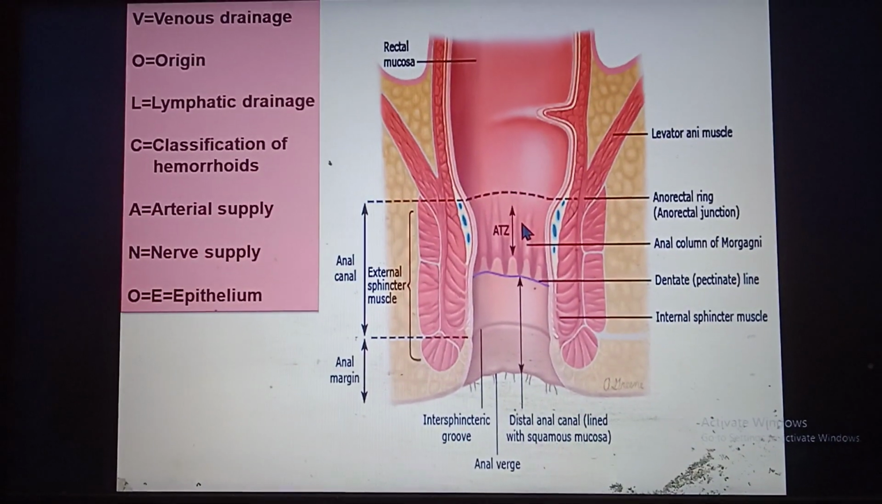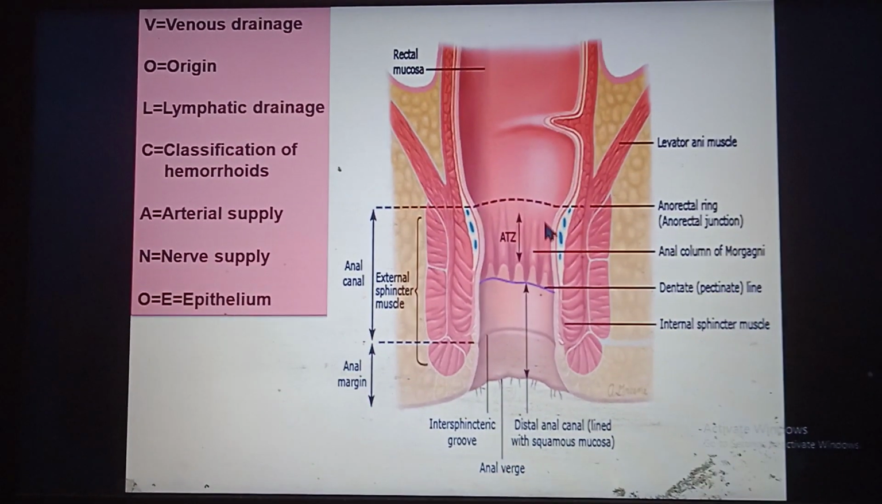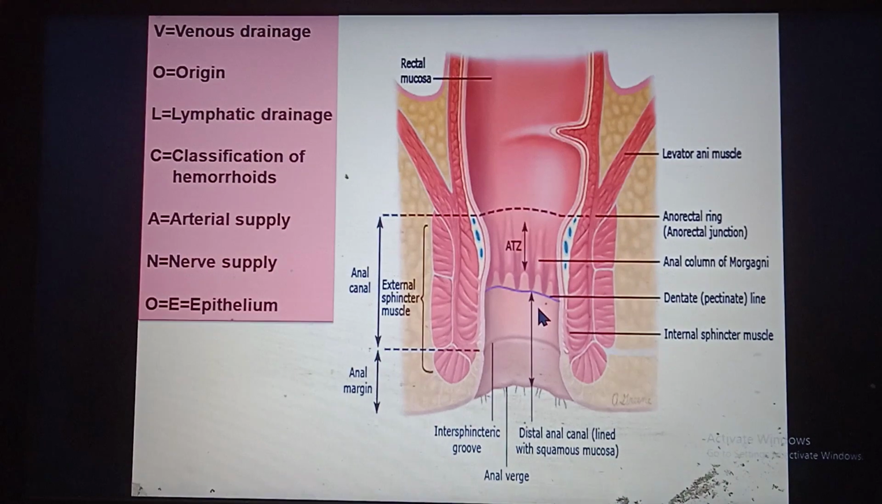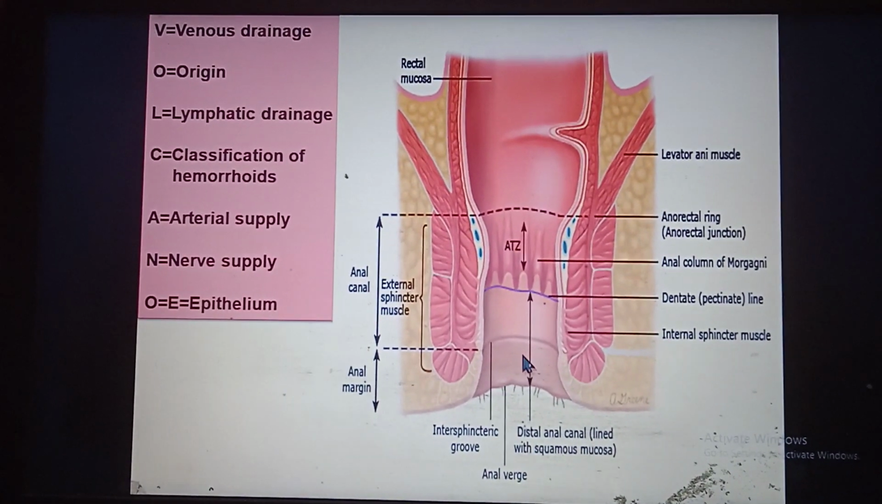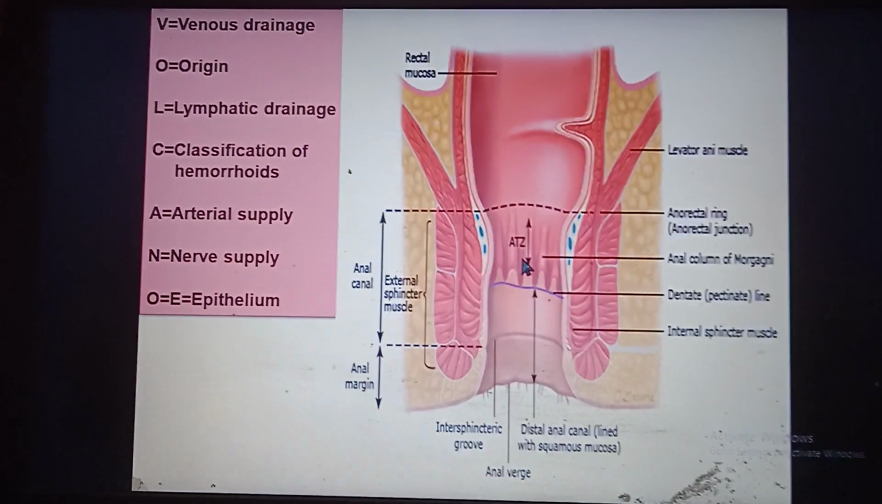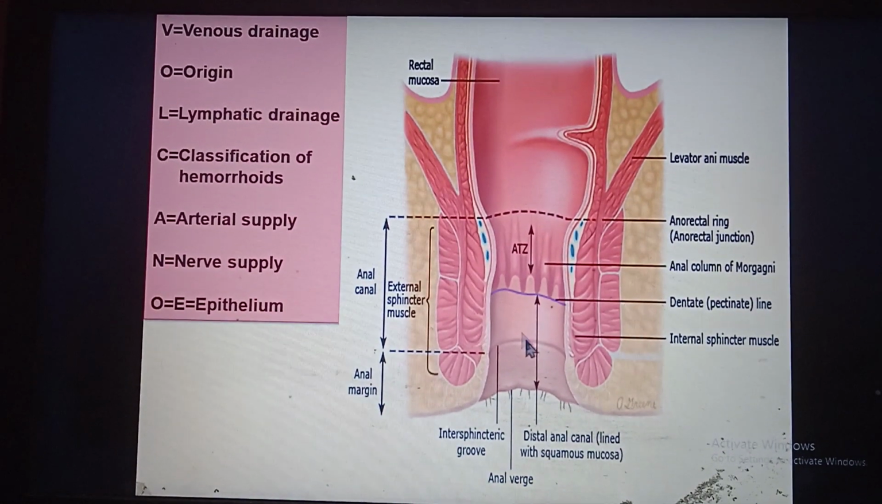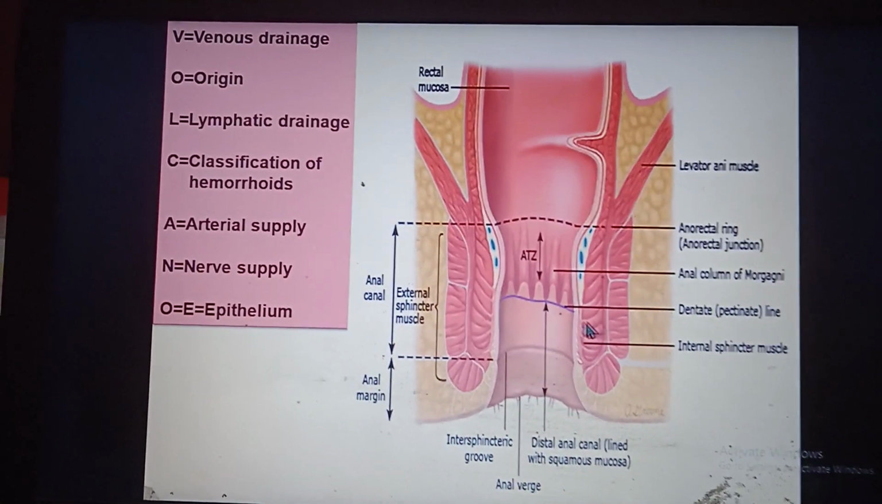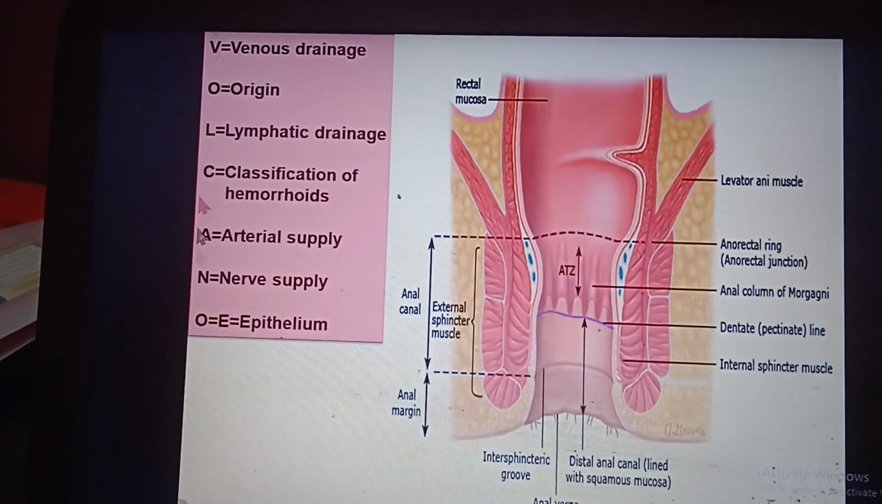It is divided into three zones. That is, this one is the upper or columnar zone. In the middle, this is the intermediate area, and this one is the lower or cutaneous zone. In between the upper and the intermediate zone, this one is the pectinate or dentate line. And this is the site of VOLCANO.